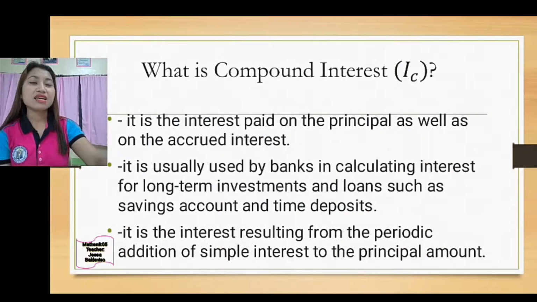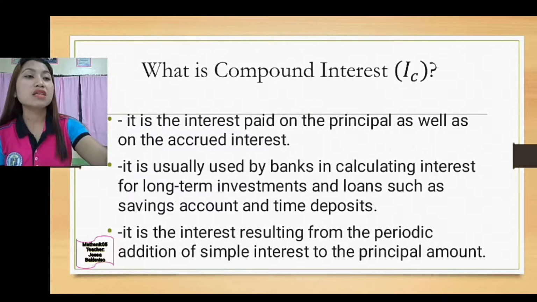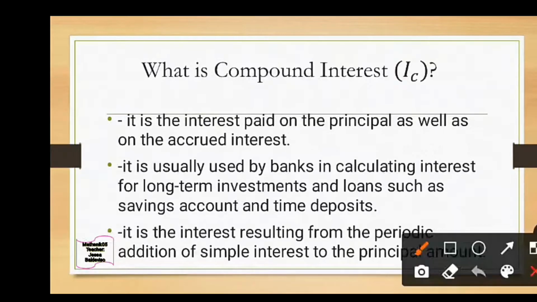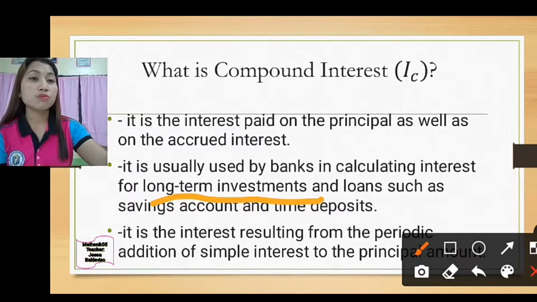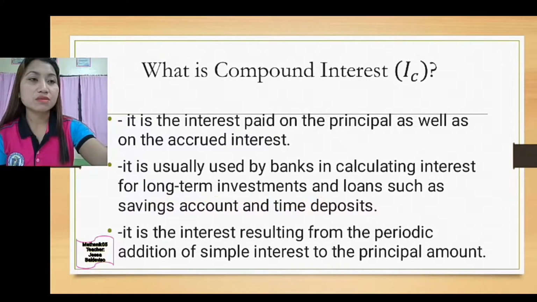Compound interest is the interest paid on the principal as well as on the accrued interest. It is usually used by banks in calculating interest for long-term investments and loans such as savings accounts and time deposits. Students, I want you to remember the words long-term investment. Compound interest is commonly used in long-term investments.